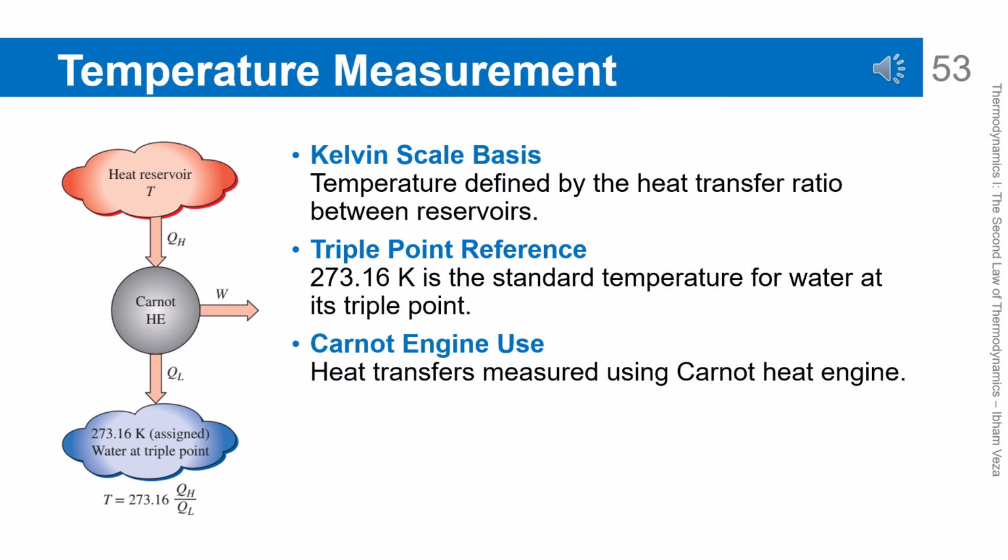Thermodynamic temperature measurement. The Kelvin scale is defined using the triple point of water as a reference. Its value is set at 273.16 K by convention. A Carnot engine is used as a conceptual tool to measure heat ratios. In this way, temperature no longer depends on the properties of a particular thermometer. The measurement becomes fundamental and universal.